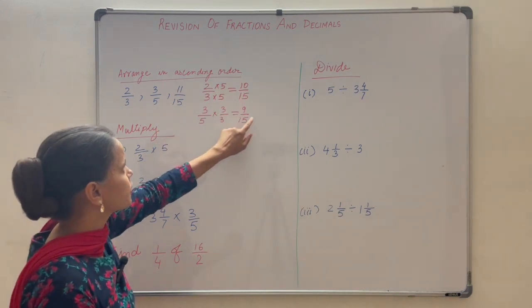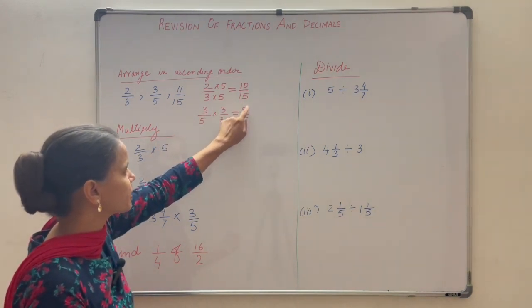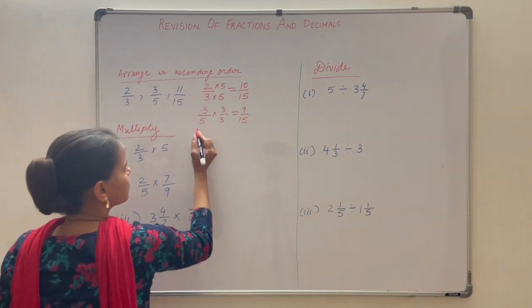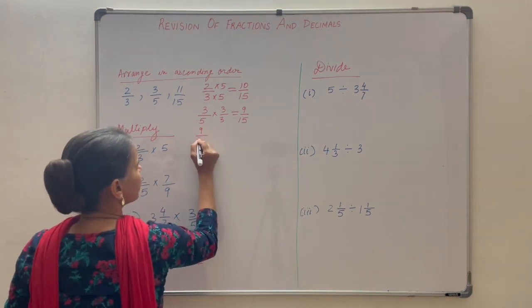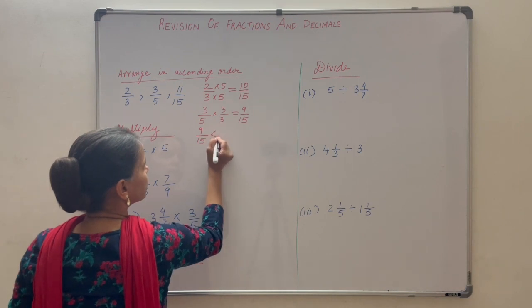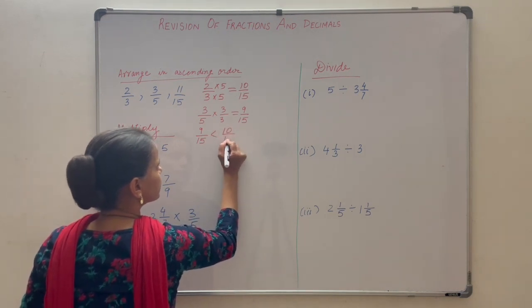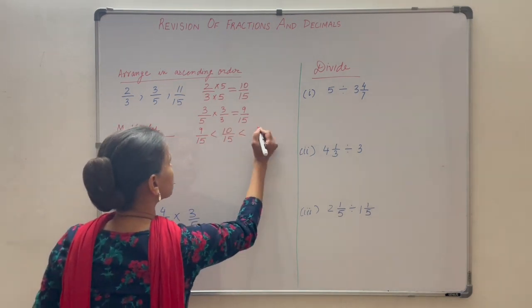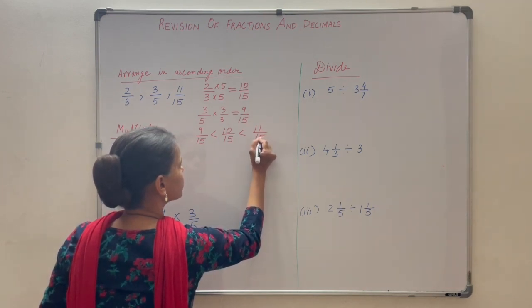So if you have to arrange the ascending order, the smaller the numerator is, the smaller the fraction is. So the ascending order will be 9 by 15. Then greater than this is 10 by 15. Then greater than this is 11 by 15.